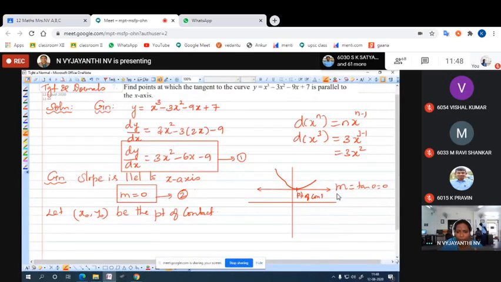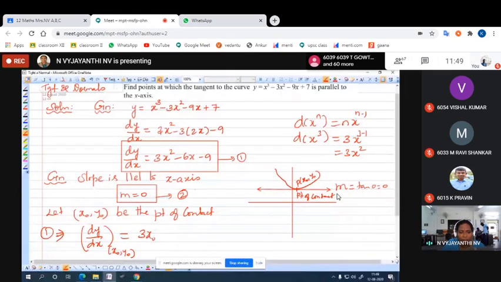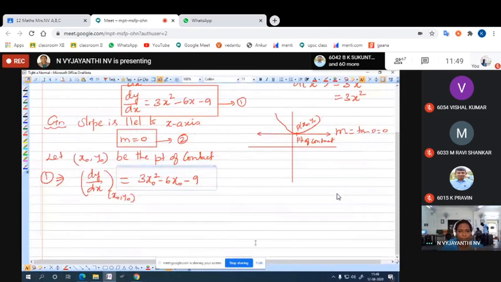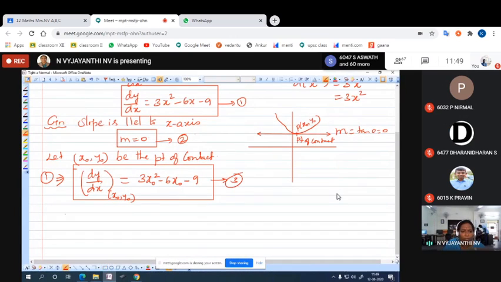That point of contact we have assumed as P of x naught comma y naught. So here dy by dx at x naught comma y naught, from 1 we are deriving, will be 3x naught square minus 6 x naught minus 9, isn't it? Yes, ma'am. So let this be equation number 3. Now equating 2 and 3.